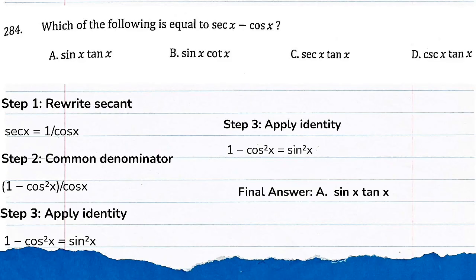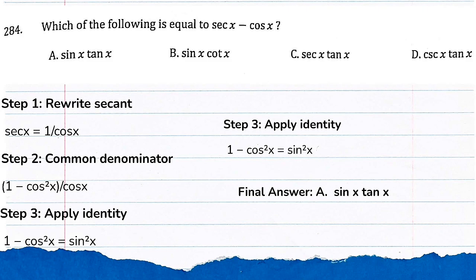To solve, let's rewrite what is secant x. That's 1 over cosine x. Now, we have 1 over cosine x minus cosine x. How do we combine them? Use a common denominator. We get 1 minus cosine squared x over cosine x. Now, what is 1 minus cosine squared x? That equals sine squared x.